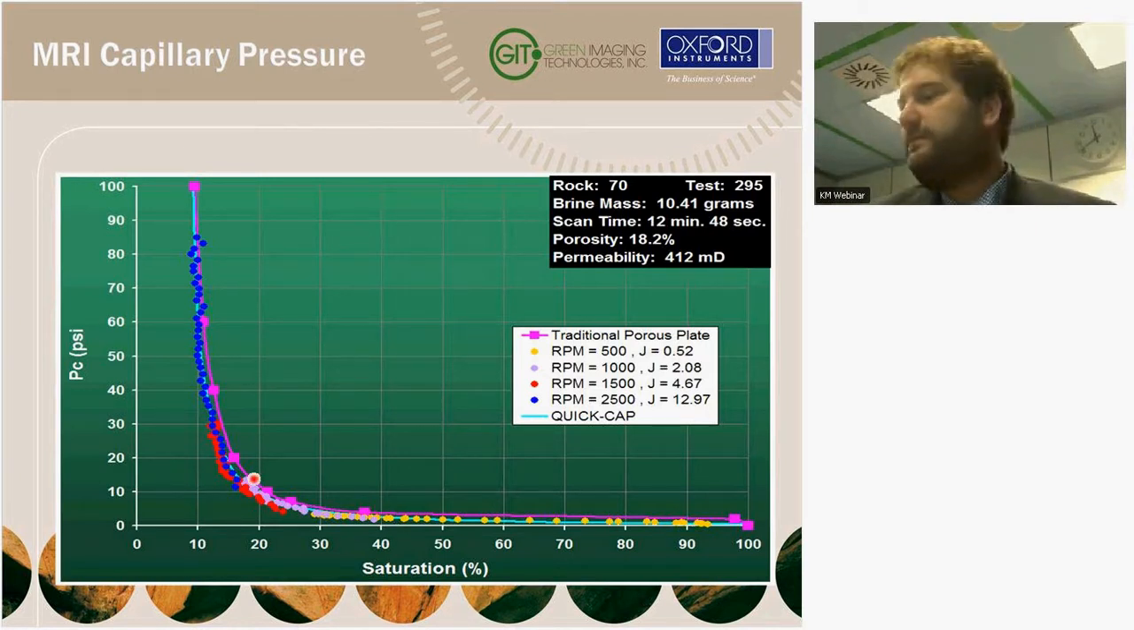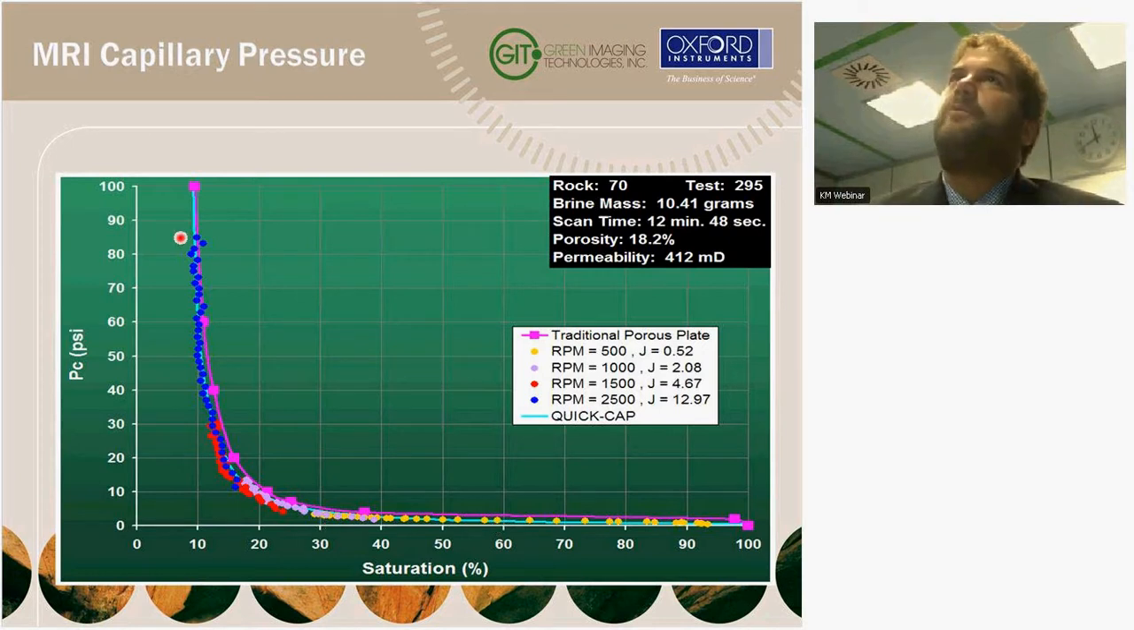So you see how we have many data points. In this experiment we did 4 centrifuge speeds just to prove the concept. The pink line with the squares is a porous plate measurement, so they correlate very well. We've done many, probably over 100 of these over the last 5 years, and they correlate very well. We typically only do 2 centrifuge speeds to fully define the cap pressure curve, thus making the experiment 3 to 4 times faster than what's traditionally done with the traditional centrifuge.